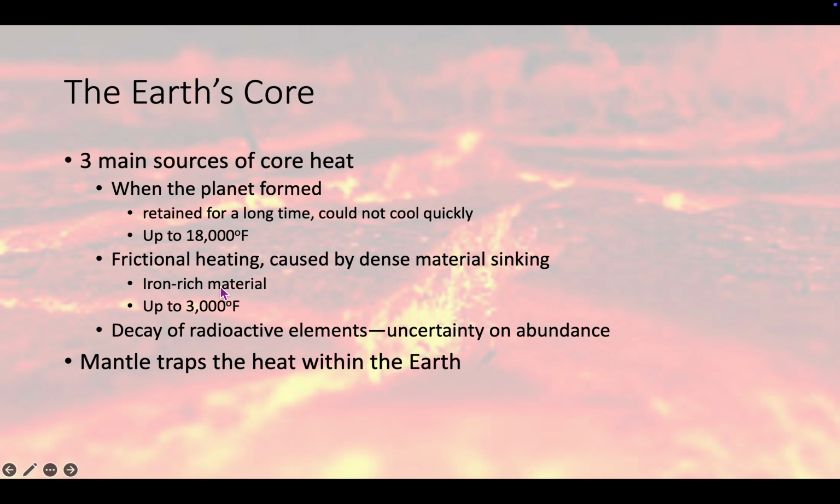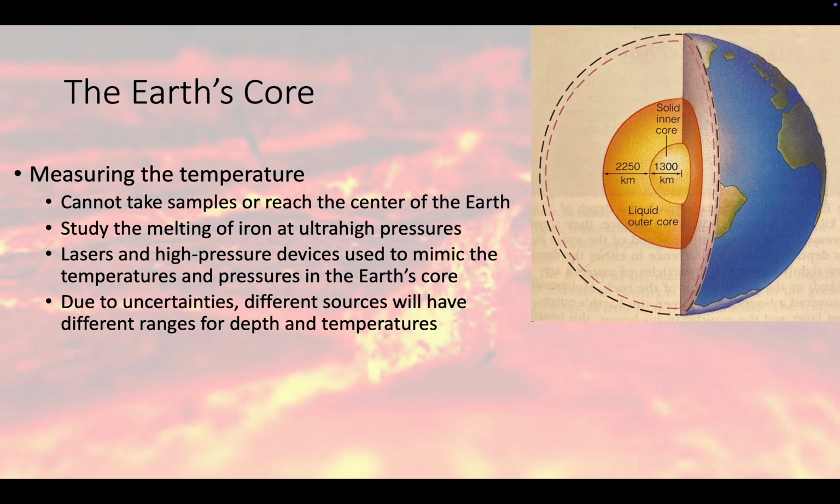It's due to iron-rich material. We also have the decay of radioactive elements. There is some uncertainty on the abundance of the radioactive elements, but when those radioactive elements are reacting, it can cause heat. But there's not a ton of information on that. That's just something that we know could be happening down in the core. The mantle traps the heat within the earth, as does the crust. It's going to prevent it from escaping.